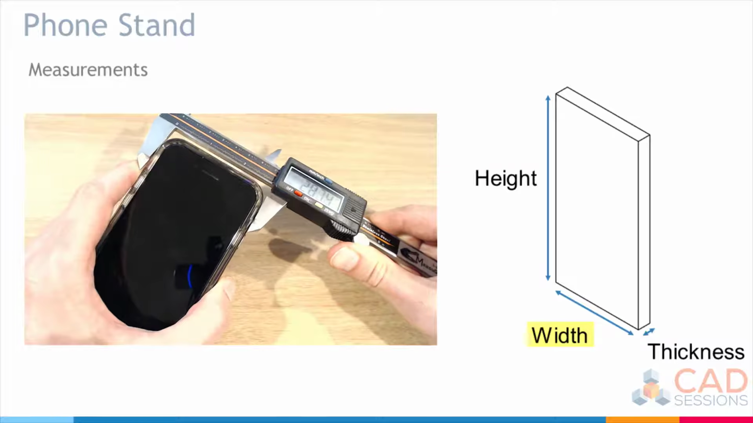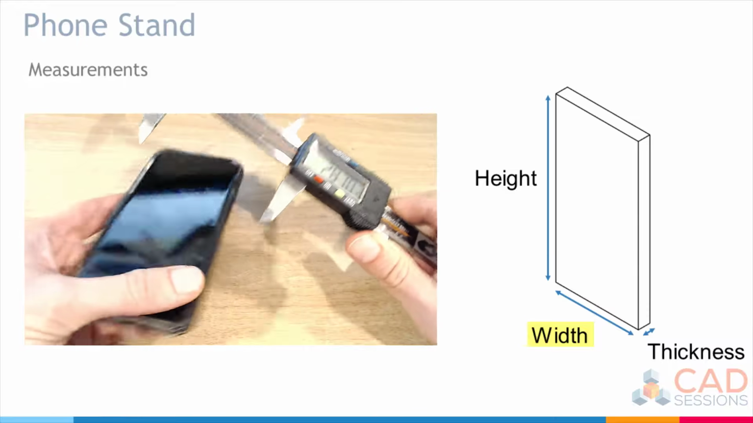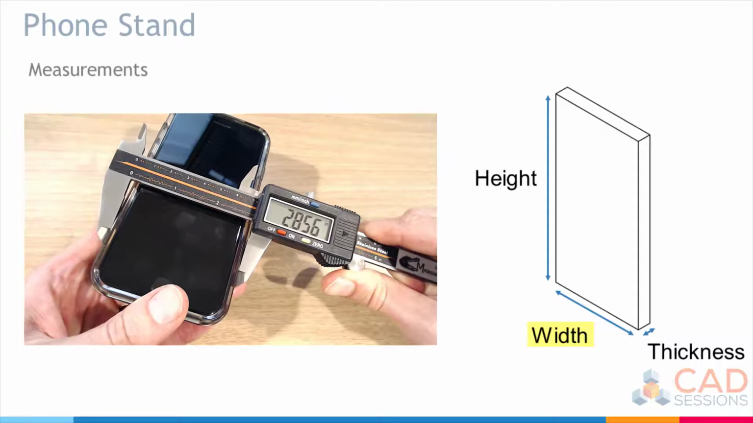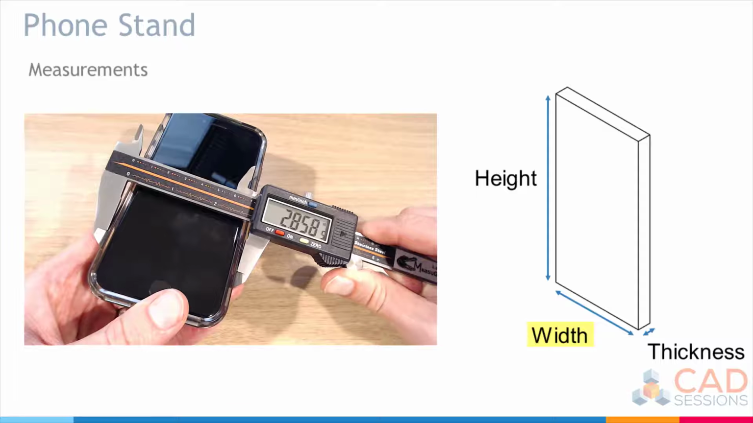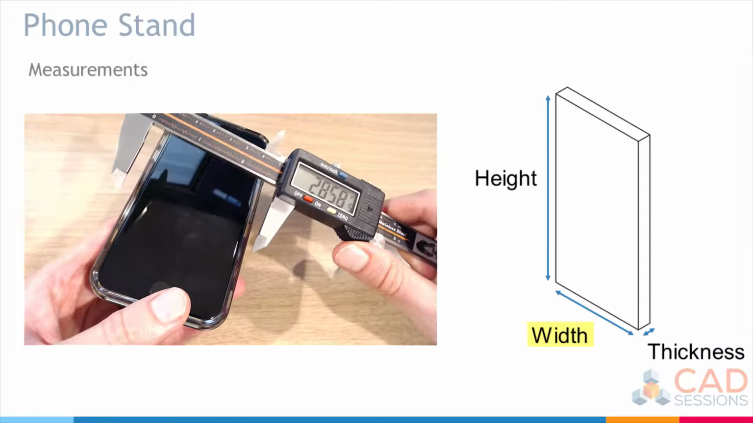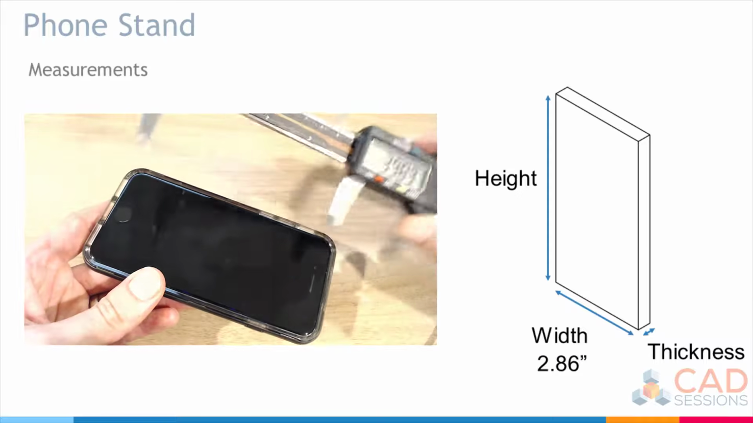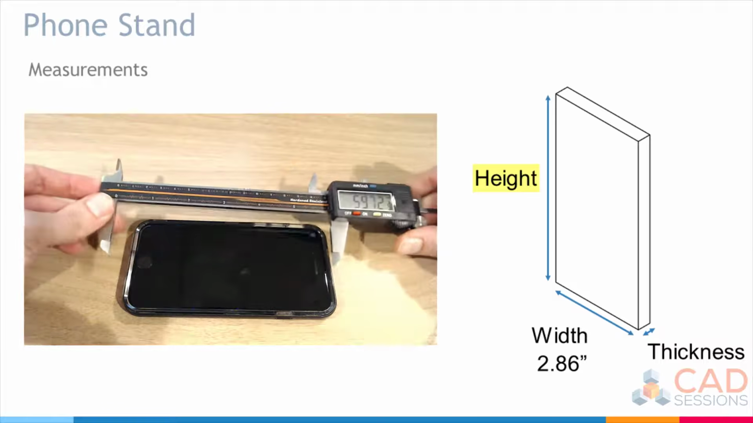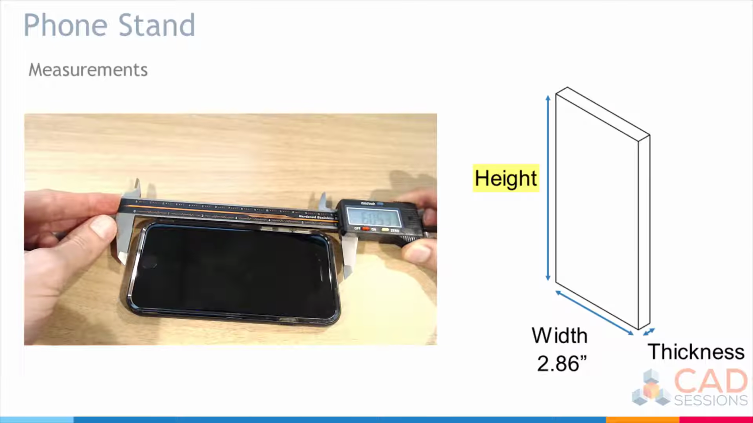Width measurement, okay, so I'm getting around 2.859. I want to measure more than one place. 2.858. Okay, so let's just round up to 2.86 for the width. Then for the height, we'll measure the height of the phone. It's actually easier if I set it down on the table.